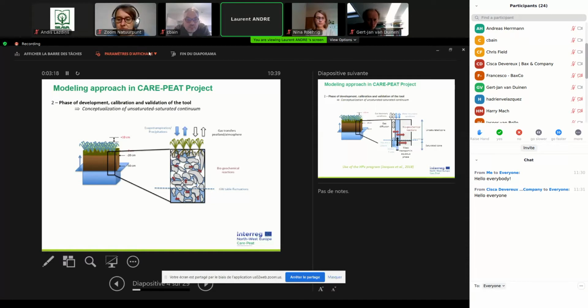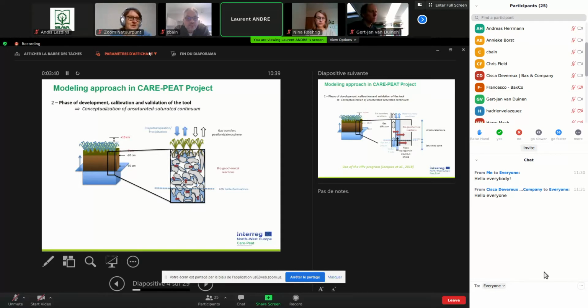First, a scheme to see what we want to model. Of course, everyone knows the complexity of such systems, with many interactions, both in the unsaturated and the saturated zone, with many geochemical and physical reactions, with the contribution, for example, of the vegetation in this transfer, the role of evapotranspiration, and precipitation. So we first have to conceptualize this continuum between the unsaturated and the saturated zone.